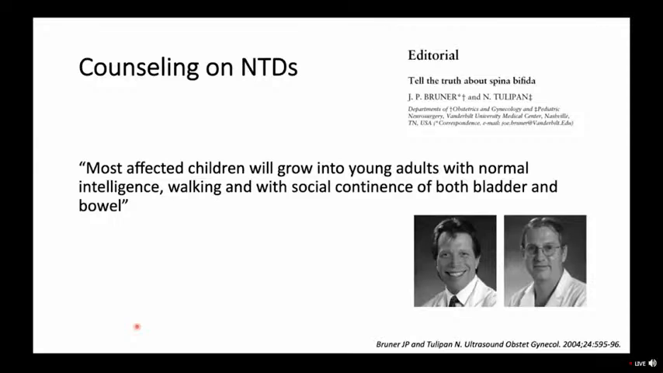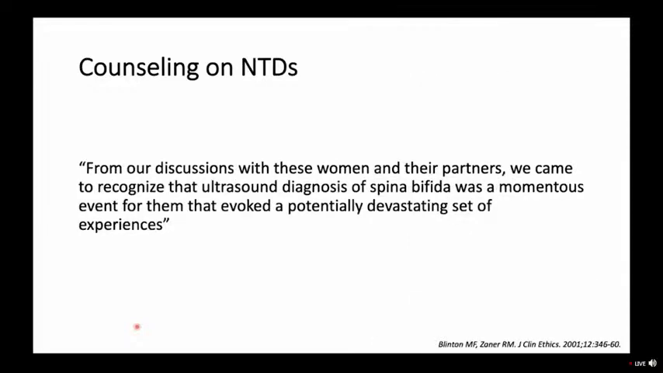Because at the end of the day, although a very scary diagnosis and one that's going to require surgery, the great majority of these children grow up to young adults with normal intelligence that are walking and have continence of both their bladder and bowel. And we know from research and conversations with women that when they get an ultrasound diagnosis of open neural tube defect, it was a momentous event for them that evokes a devastating amount of experiences. We need to share the information in a compassionate way, an honest way, but also in an accurate way.